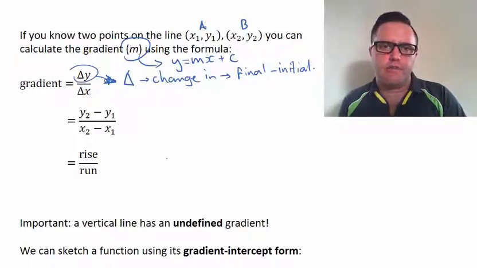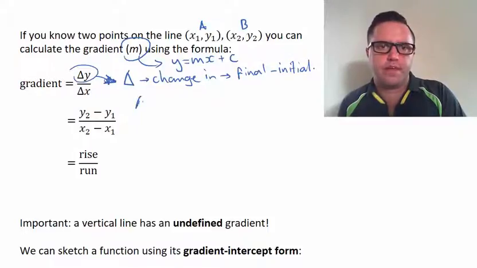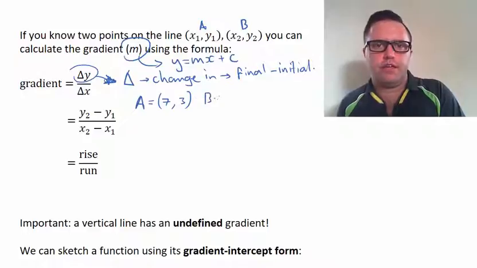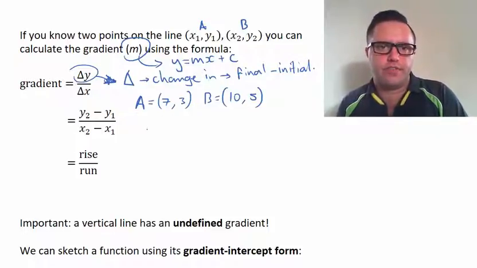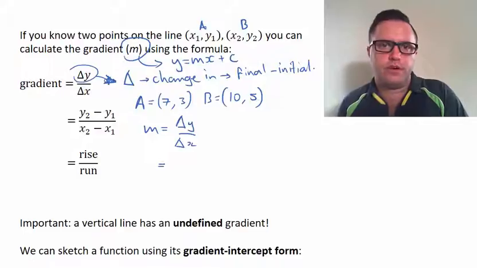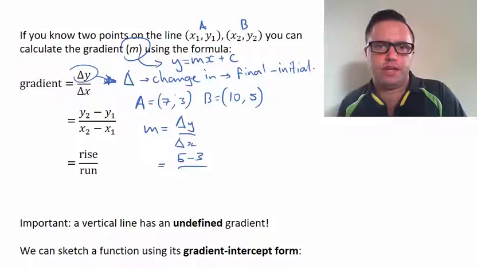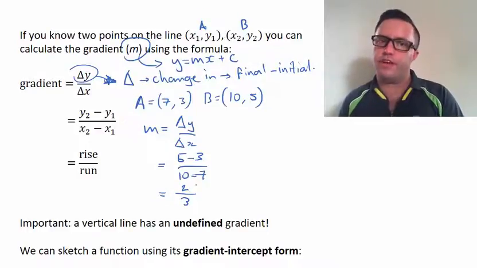So let's have a look at how we might use this. If A is equal to 7,3 and B is equal to 10,5, the slope is equal to the change in y over the change in x. So y2 minus y1, that'll be 5 minus 3, over x2 minus x1, 10 minus 7. 5 minus 3 is 2, and 10 minus 7 is 3. So 2/3 is the slope for that graph.